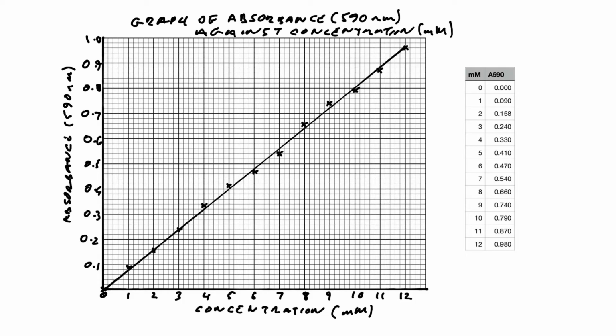Now that we've got the graph plotted, we want to work out the unknown concentration of our sample. We know that the sample has got an absorbance of 0.6. Therefore we draw a line across the graph from 0.6 on the absorbance axis until it gets to the line of best fit. When it intercepts that line of best fit, we then drop a line down to the concentration axis. And when we do that, we can read off that the concentration of our sample with an absorbance of 0.6 is 7.4. So the correct answer is 7.4 millimolar. And that is it. That is how you plot a standard curve and determine the unknown concentration of a sample.